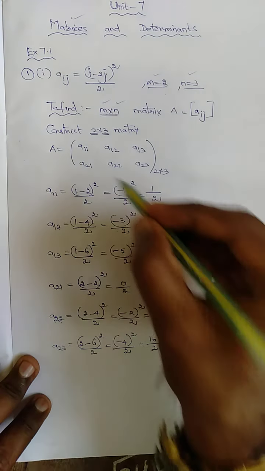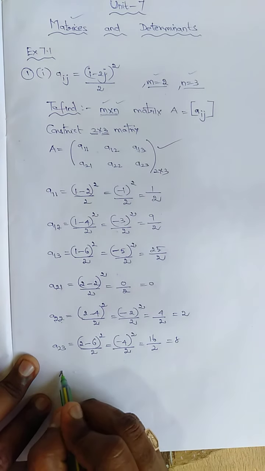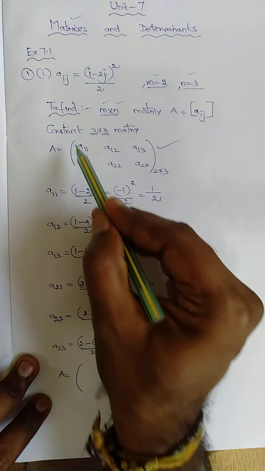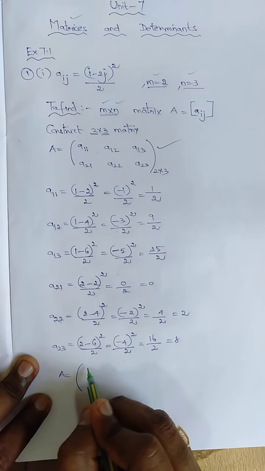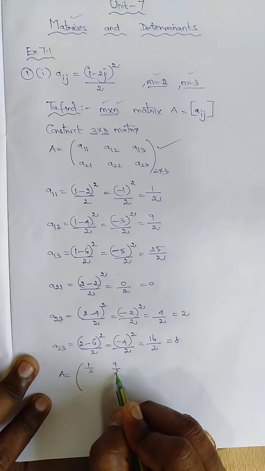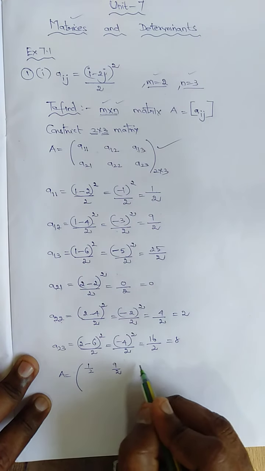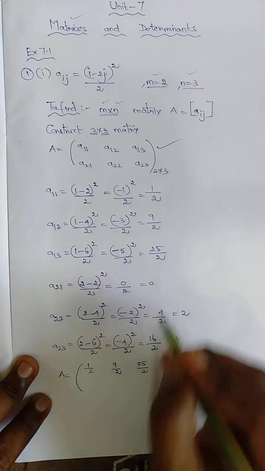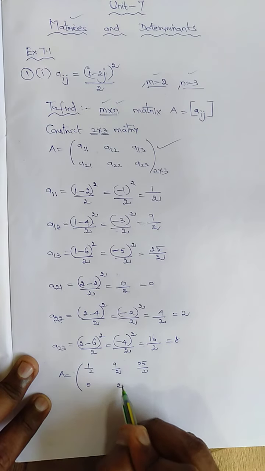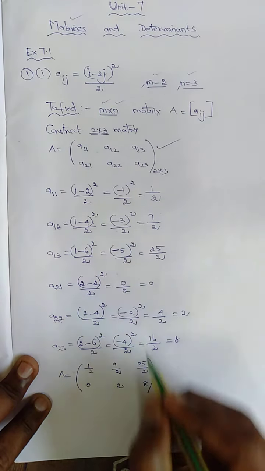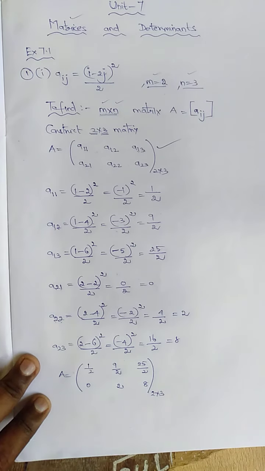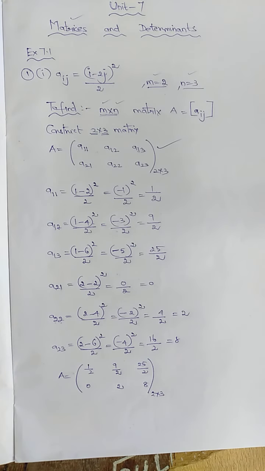Now I need to apply here. A is equal to matrix A11, A12, A13. Apply 1 by 2, 9 by 2, 25 by 2. Next one is 0, 2, 8. What is the order for this matrix? 2 cross 3. So, this is the first subdivision answer.